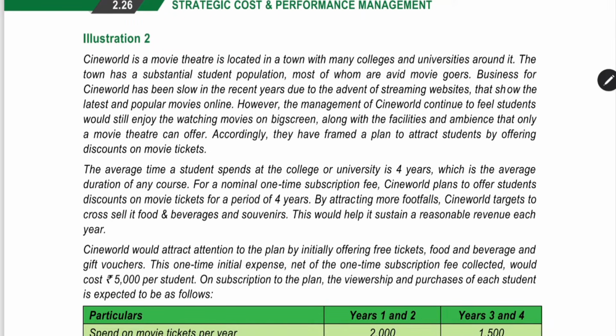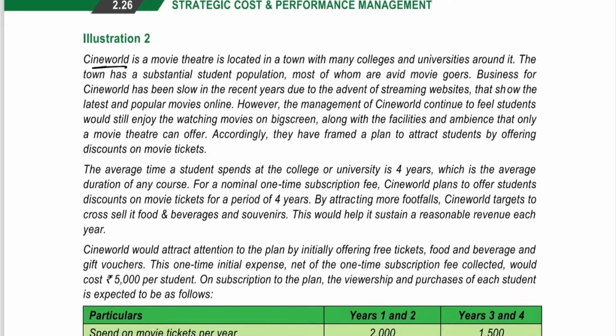In this sum, we have a theatre. The theatre's name is Cineworld. It is in a region where there are so many colleges situated around the theatre. The theatre is dependent on the students coming to the theatre for the revenue. Nowadays, the theatre is facing low sales because students are not coming and they are seeing movies on OTT platforms. So the theatre has low sales.